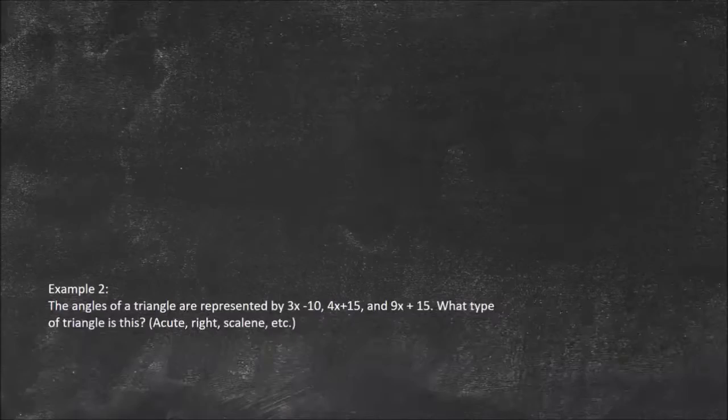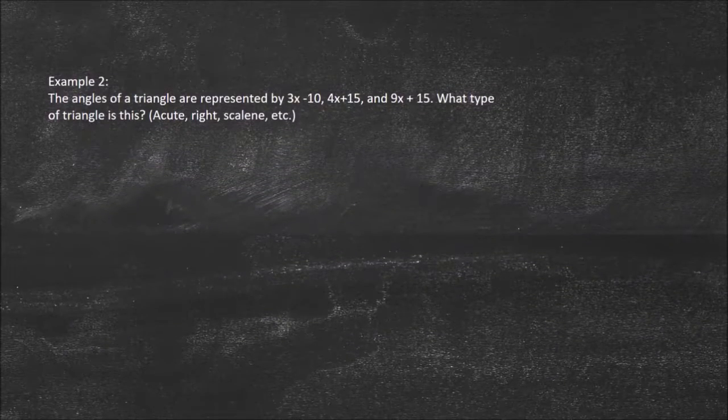All right, let's take a look at the next one. The angles of a triangle are represented by 3x minus 10, 4x plus 15, and 9x plus 15. What type of triangle is this? And we have the types that we're trying to look for, like acute, right, scalene, etc. So to find what type of triangle this is, we need to have the angle measurements, right? Or else we won't be able to tell, because scalene has to do with the angle measurements being equal or not, and acute and obtuse are obviously by the angle measurements as well. So let's add these up, set them equal to 180, and solve for x.